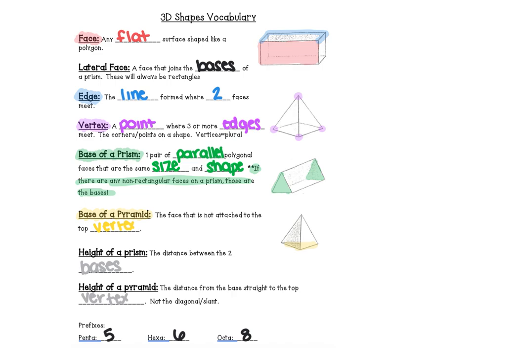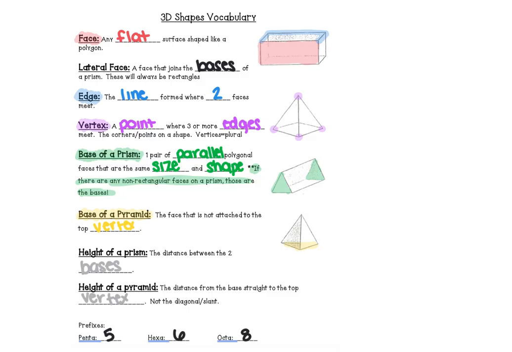Okay. Here is our hexagonal prism. These two are my bases. This is my height. I could have it up and down, but I could also lay it on its side, and then the height would be here. So whatever distance between the two bases, that's our height. You with me on that?